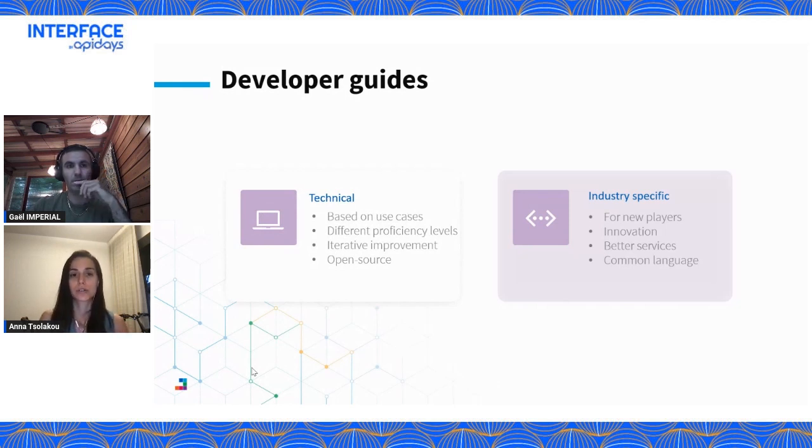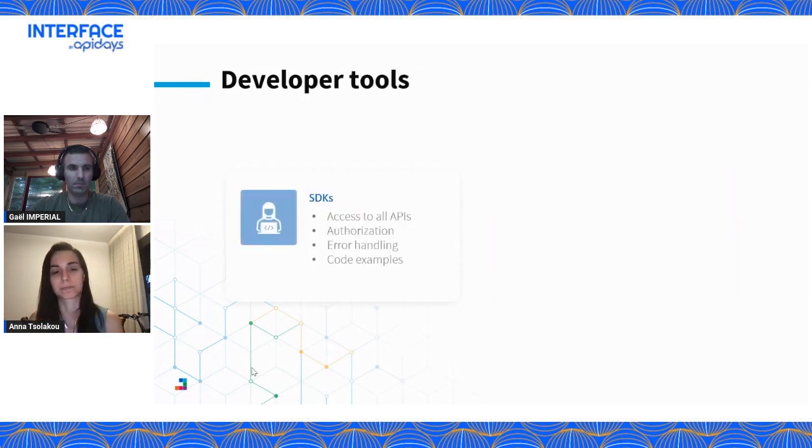So now that we saw that developers can find out what they can do with your API through developer guides, how will developers be able to make their first API call in their own programming environment? At this point, I would like to talk to you about SDKs. Thanks to the SDKs, developers will be able to access all the APIs of your catalog in an easy and consistent way. Another thing that you can do with SDKs is help the authorization process.